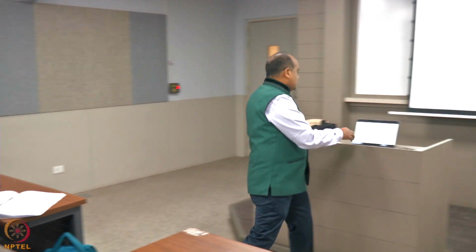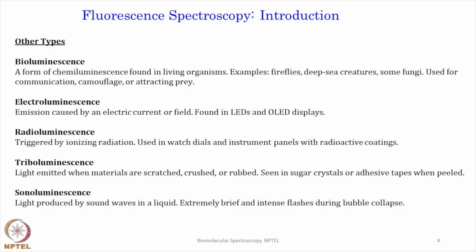So, this is chemiluminescence. Then there is another kind of luminescence called bioluminescence. It is a form of chemiluminescence found in living organisms. Fireflies, right, are an example. Some deep sea creatures, jellyfish or something, give you color. Some fungi give you color. That is some living organism giving you color, used for communication, camouflaging, attracting prey. These are bioluminescence.